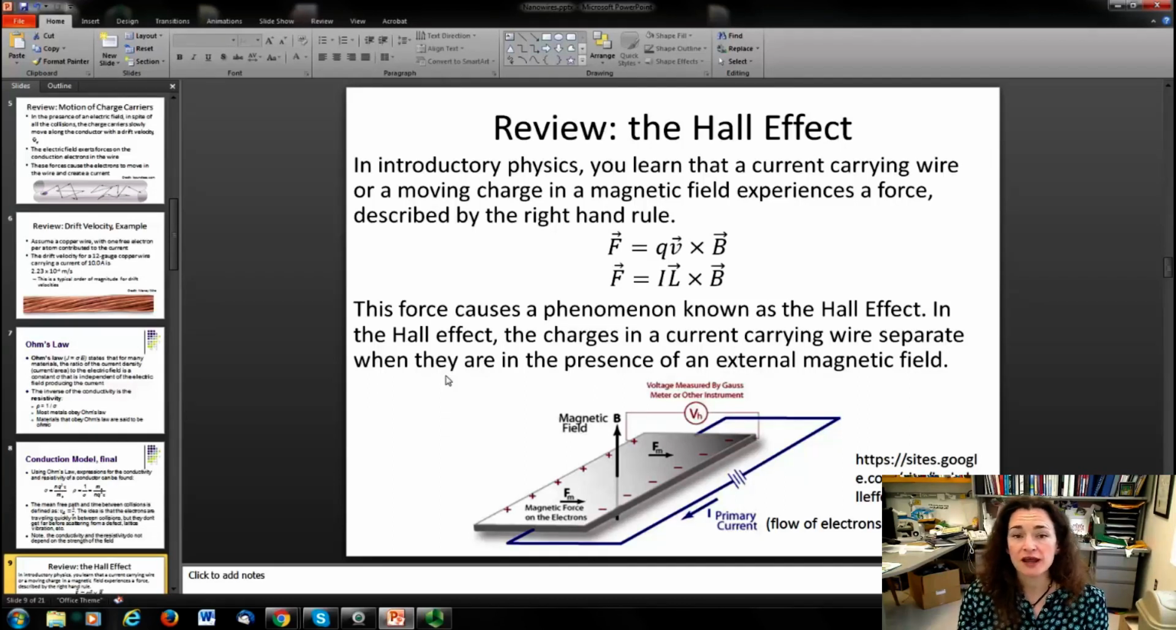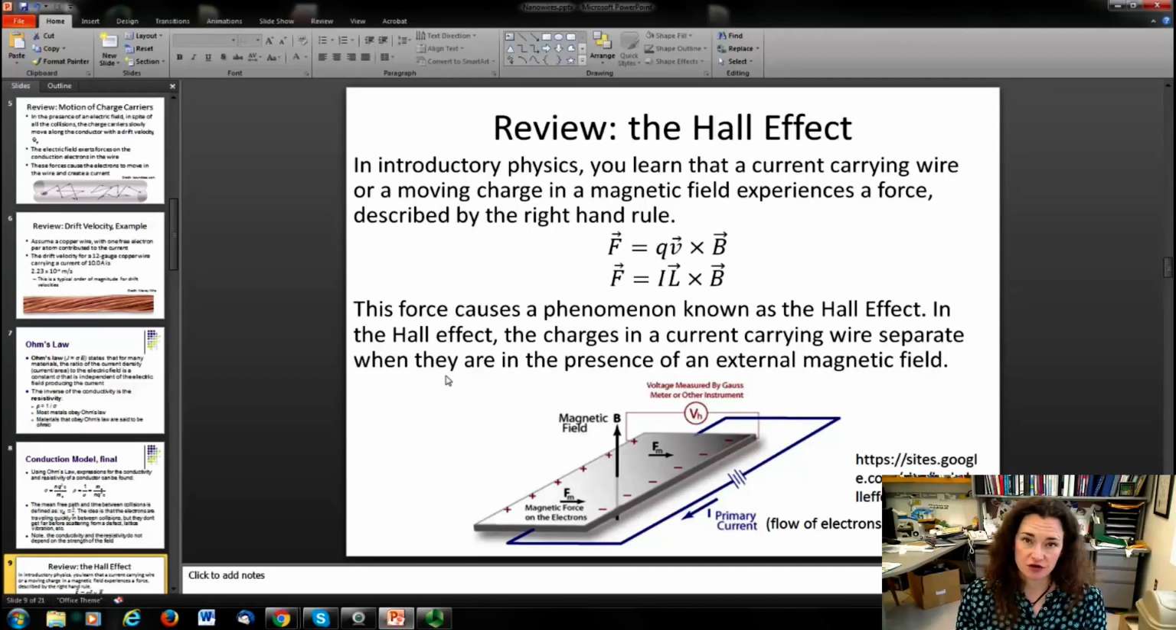So remember that in introductory physics, you learn that a current carrying wire or a moving charge in a magnetic field experiences a force described by the right-hand rule and known as the Lorentz force law. That is F = qv × B, where q is your charge, v is the velocity of your charge, and B is the magnetic field.